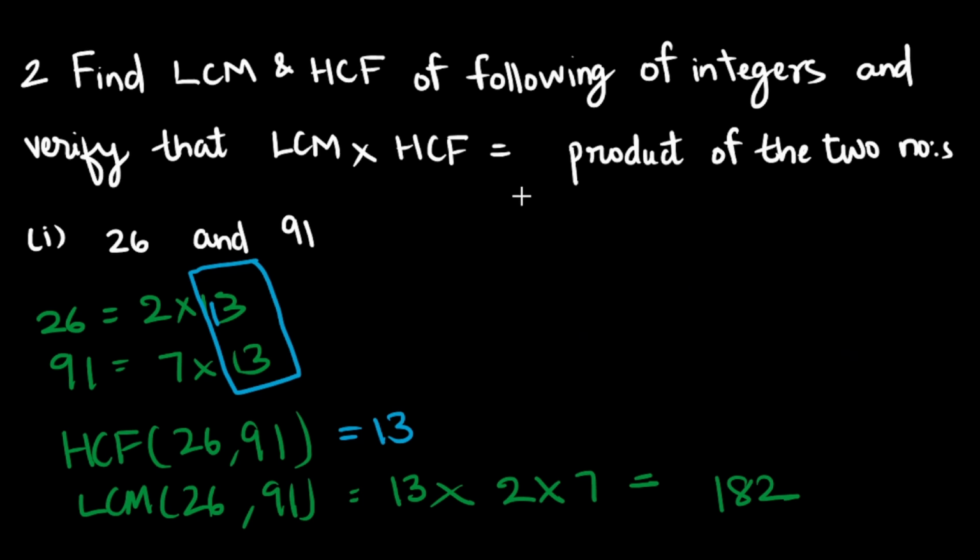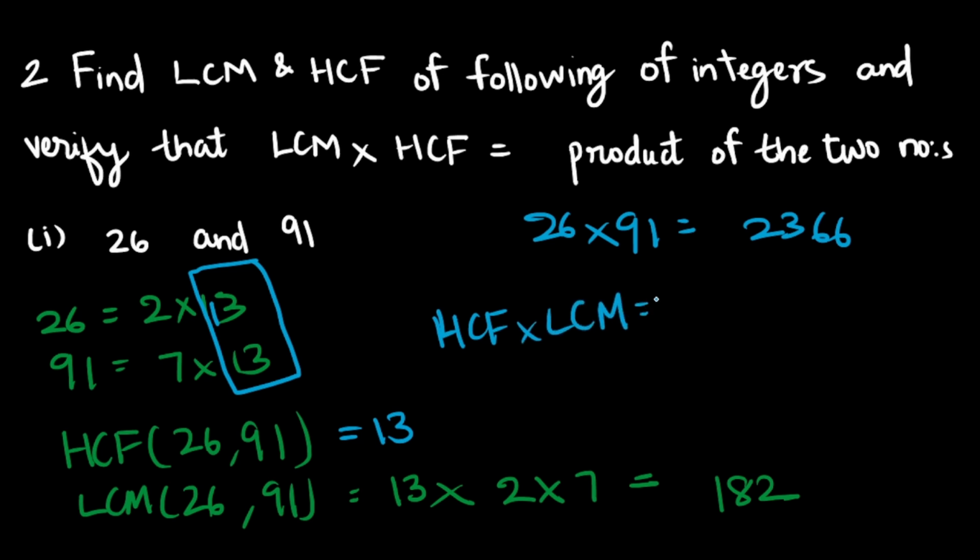So for that, you have to multiply 26 into 91. 26 into 91 is 2366. And you have to multiply the HCF into LCM, right? That is 13 into 182. That also you will get 2366. So these two are equal.